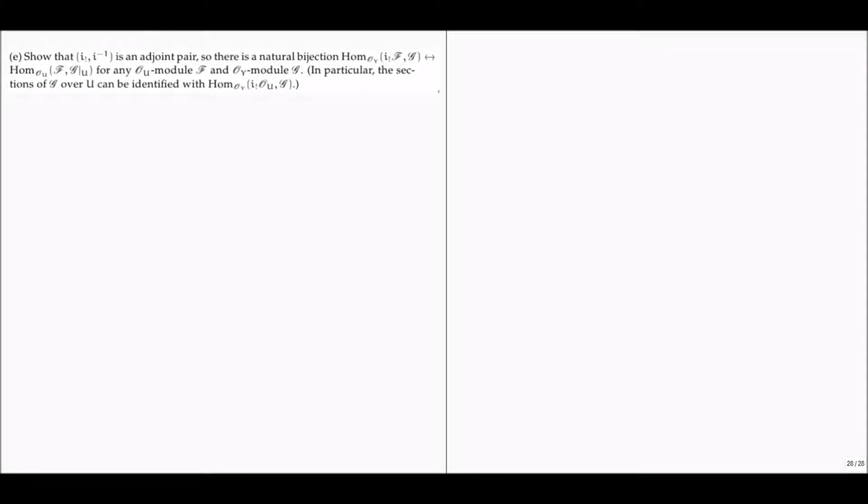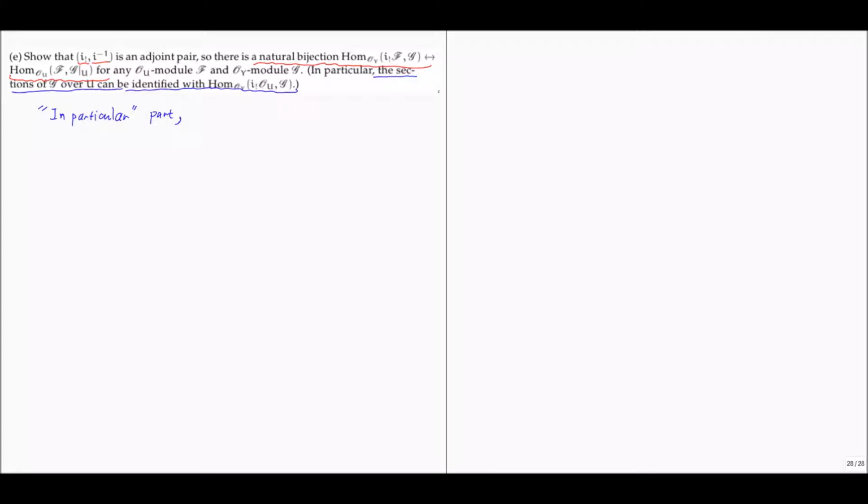Okay, now let's work on our final goal, verifying that the inverse image in this case is the right adjoint to the extension by 0 by describing the natural bijection. In particular, we have the sections of G over U can be identified with this Hom set. Let's first verify this special case.